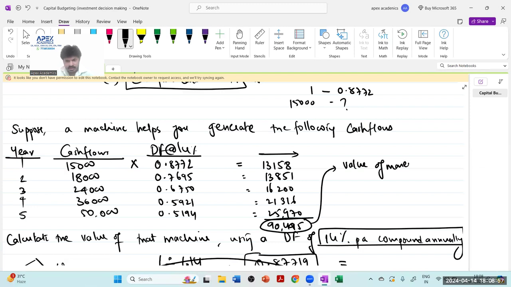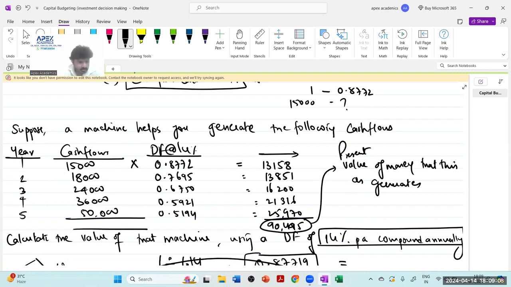The value of money that this asset generates. Let's make this statement more accurate. It is the present value. Now look over here. 15 plus 18, 33 plus 34. 33 plus 34 is 67, 67 plus 36 plus 50. How much? 153.